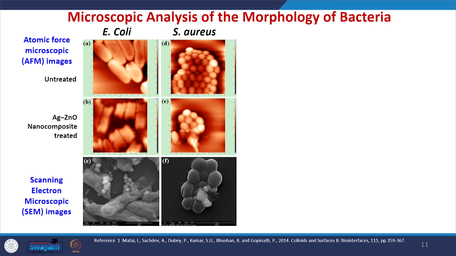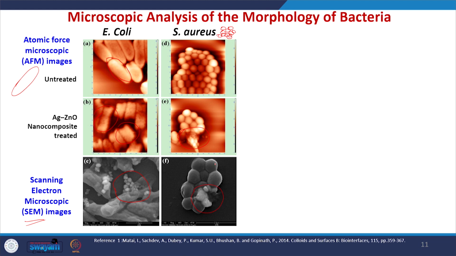death. For example, we can use the atomic force microscope, and this is the untreated E. coli. You can see that it is a rod shaped bacteria, as I told earlier, and this is the untreated Staphylococcus aureus. So you will get a kind of bunch of grapes. The bacteria will look like this. And when you treat this E. coli and S. aureus, you can see that the bacteria's cell wall is damaged. That can be studied using atomic force microscopy, or we can use the SEM, scanning electron microscopic analysis. We can see that the bacterial cell wall is damaged by the nanocomposite.